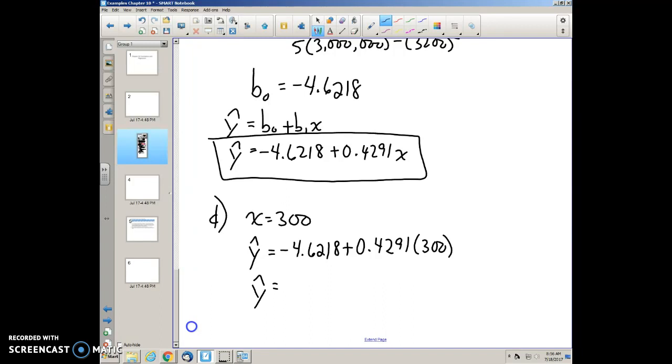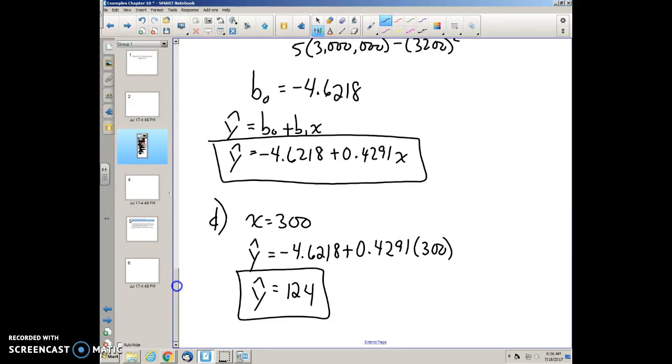So plugging this number in, and we'll just round to 1 decimal place. Actually, we'll round to no decimal places, the whole number. It'll be similar to the values on our table then. We get y hat is approximately 124. So the best predicted value for y when x is 300 is 124.